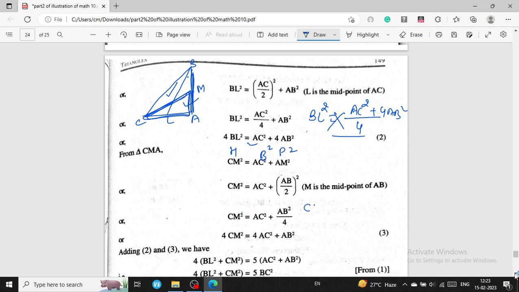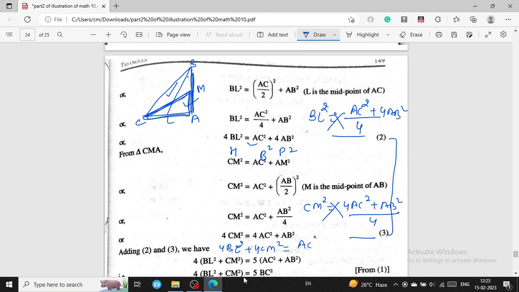Take the LCM. CM square is equal to 4AC square plus AB square over 4. After cross multiplying, we get 4CM square is equal to 4AC square plus AB square. This is your third equation. When we add the second and third equations, we find that 4BL square plus 4CM square is equal to AC square plus 4AB square plus 4AC square plus AB square.